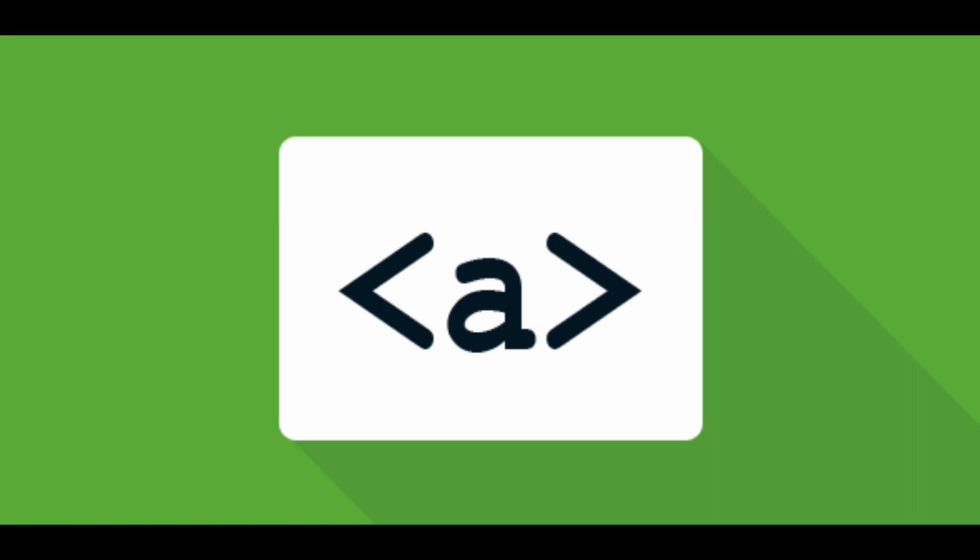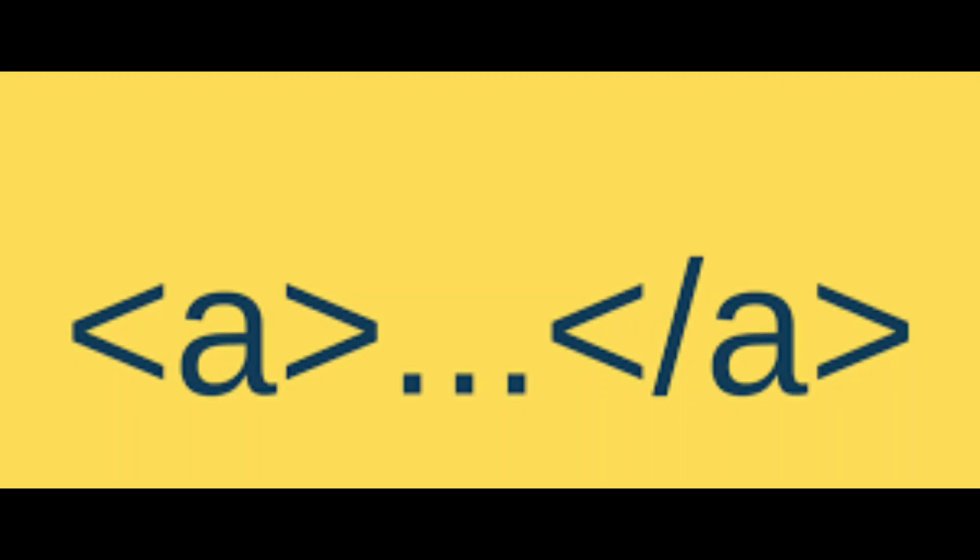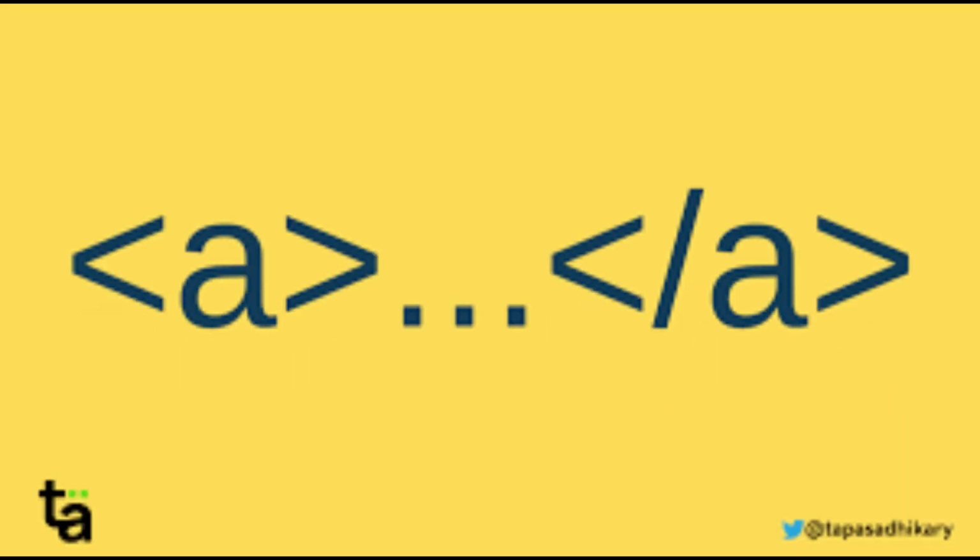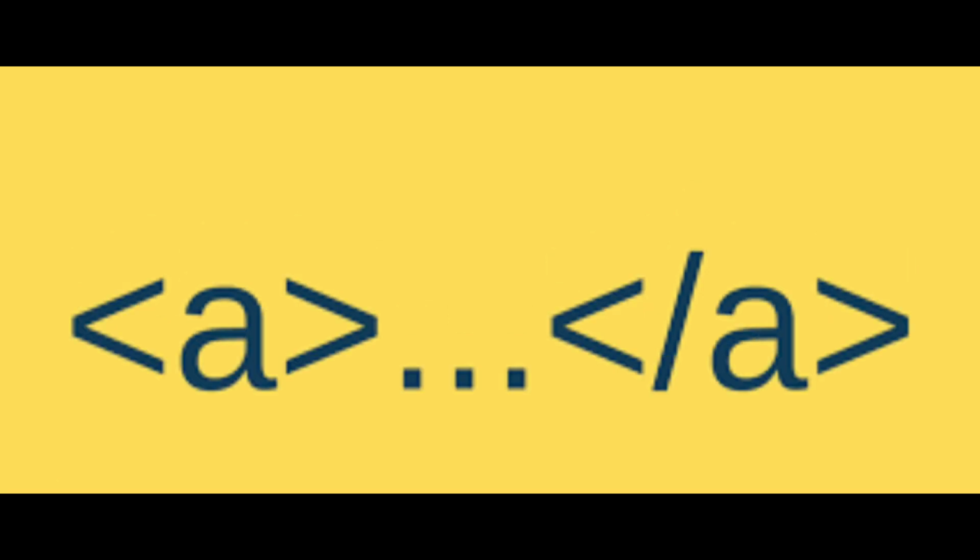The next type of the tag is the anchor tag, also known as the A tag. The anchor tag defines a hyperlink which is used to link from one web page to another. The most important attribute of the A element is the href attribute, which indicates the link's destination and which we are going to look.